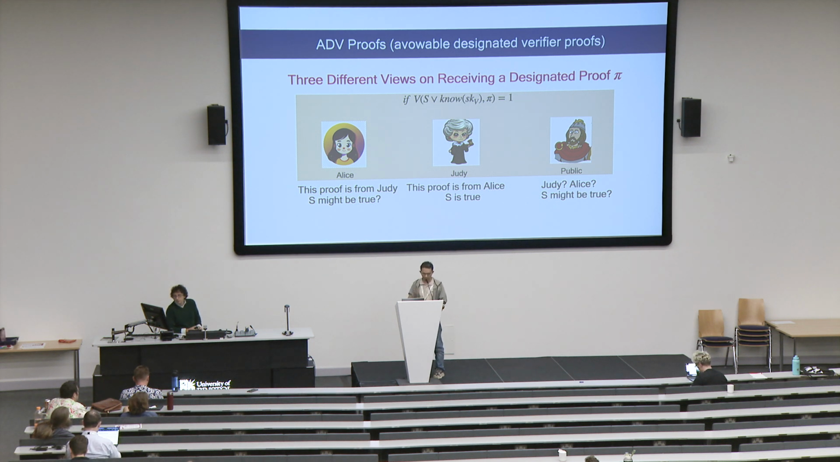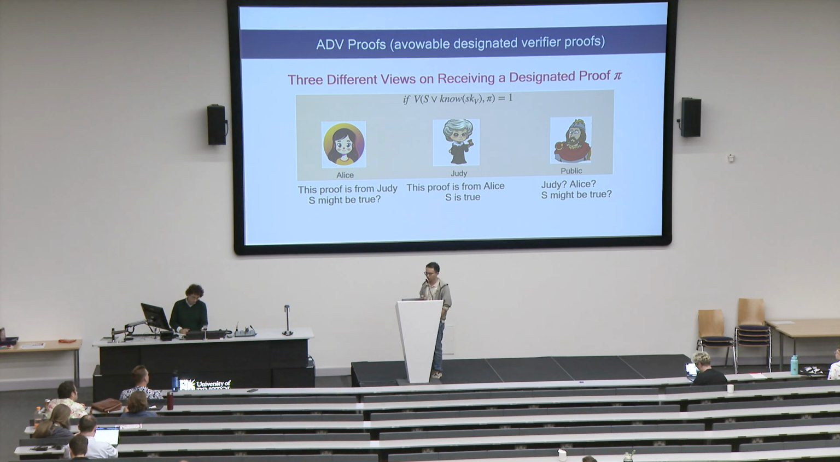Another interesting thing we observed in designated verifier proofs is that there are three different views for three different people receiving a proof. When Alice gets a proof, she knows that the proof comes from Judge Judy. That's because she knows the witness to the statement, and of course Judge Judy does not know this statement. The only way for Judge Judy to give such a proof is to prove her knowledge of her private key. So Alice can tell the proof came from Judge Judy.